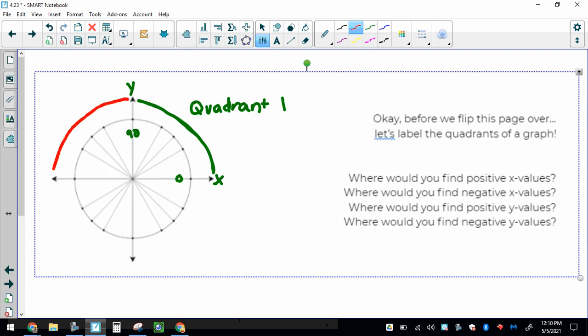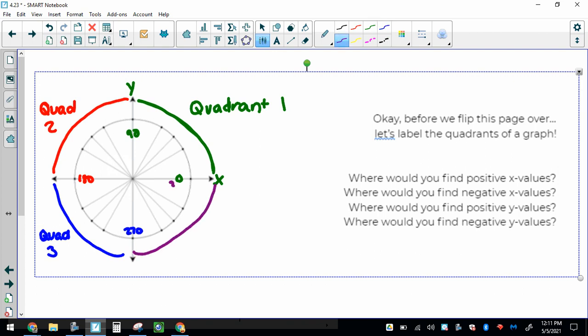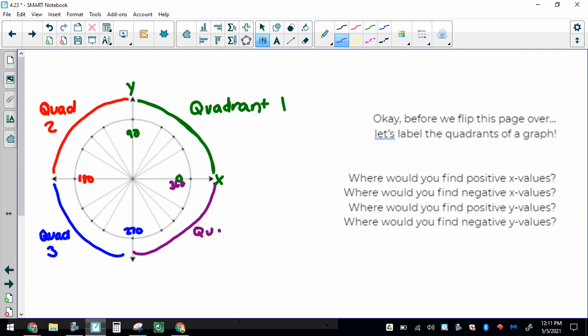Between here and here, so between 90 and 180, this guy is called quadrant 2. Between 180 and 270, that's called quadrant 3. And between 270 and 360, because remember, 0 and 360, a full lap around the circle, you're right back where you started. This is called quadrant 4.